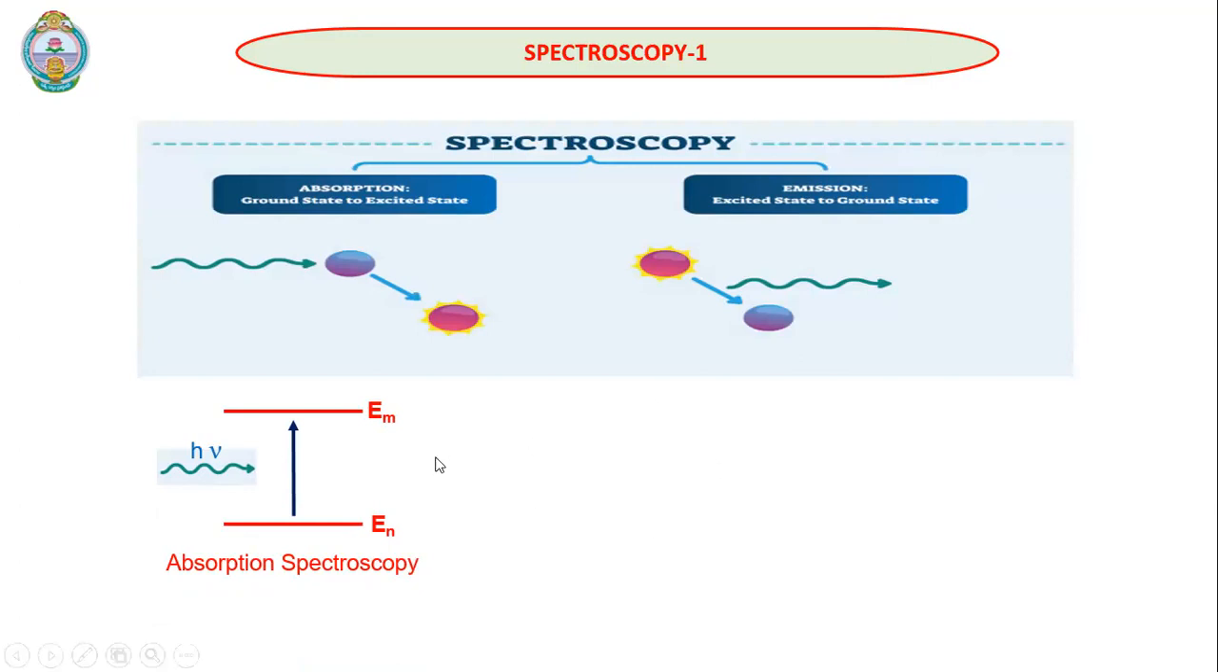When we pass light onto a sample, it absorbs the light, and with the absorbed light, it will be excited from the ground state to the excited state. So the electrons in the ground state will be excited to the excited state. This is the ground state and this is the excited state. E denotes the energy. The ground state will have lower energy, the excited state will have higher energy.